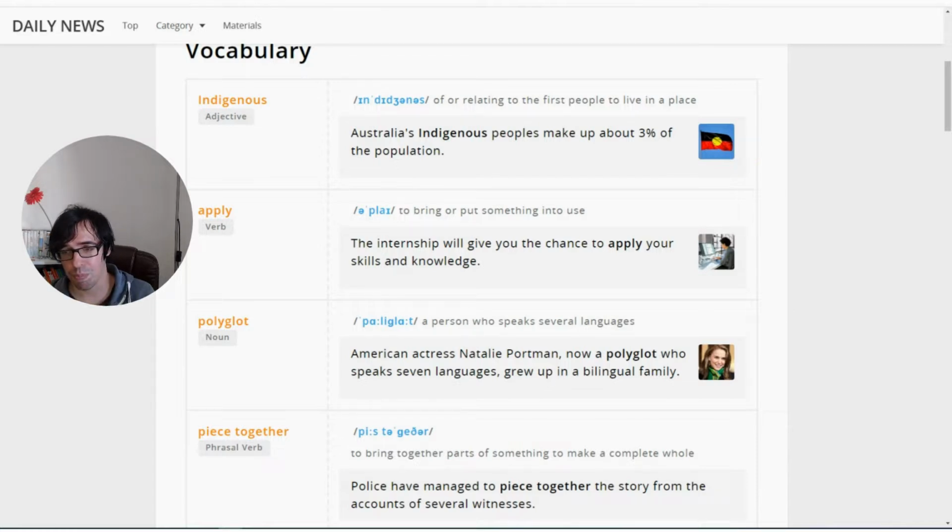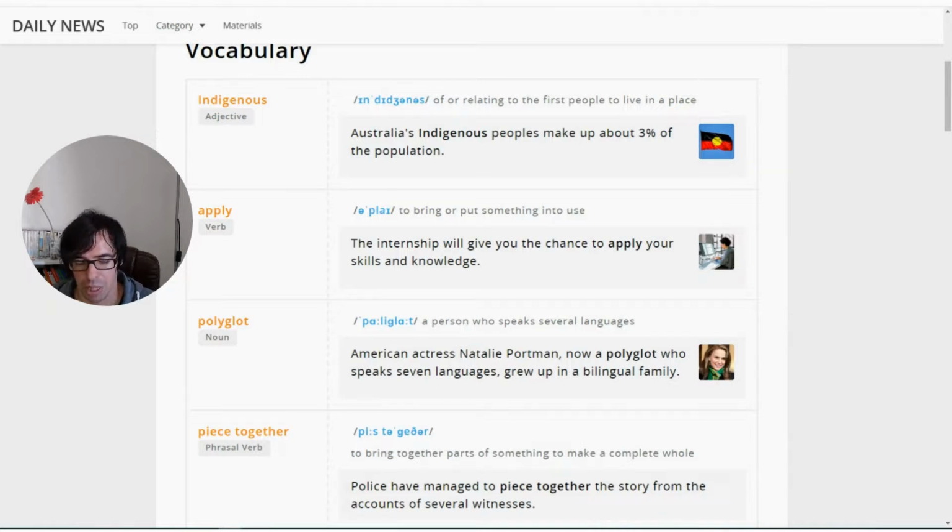Of course, this doesn't help all students because not all students are familiar with this way of showing pronunciation. So we have the word itself, indigenous. We know that it's an adjective, and we can then look at the definition. So in this case, it's of or relating to the first people to live in a place.